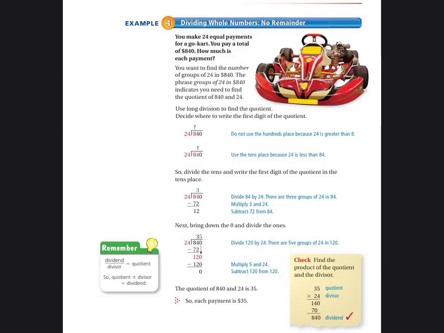You make 24 equal payments for a go-kart. You pay a total of $840. How much is each payment? Well, if my total cost is $840 and I'm going to split it up into 24 payments, I'm going to take 840 and divide it by 24. If I want to write it as a fraction, I could put 840 over 24, but if I want to divide it out and find my answer, I want to go ahead and use long division.